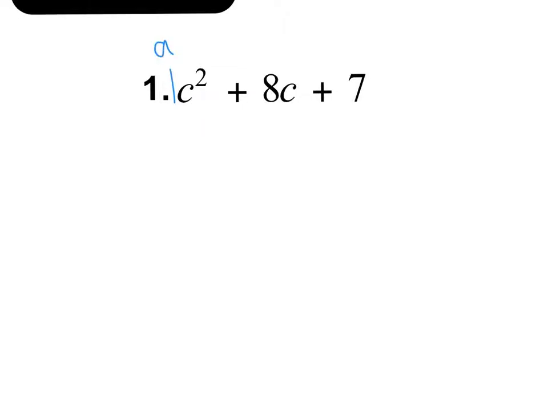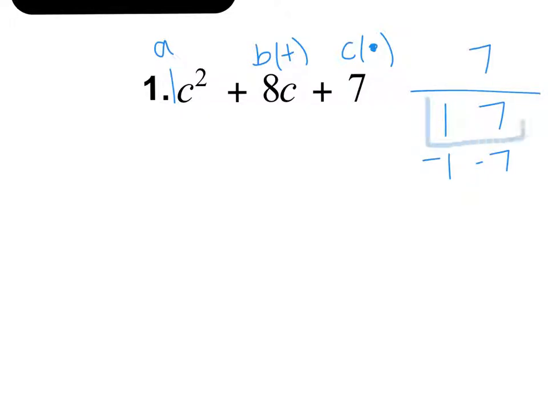All right. What would my b be? Good, 8. And finally, my c would be 7. Good. What operation do I need to do for c? What operation do I need to do for b? Awesome. All right, so if I have 7, what are my factors of 7? Good, 1 and 7. Good, -1 and -7. Do either of those add together to give me my 8? Good, 1 and 7.